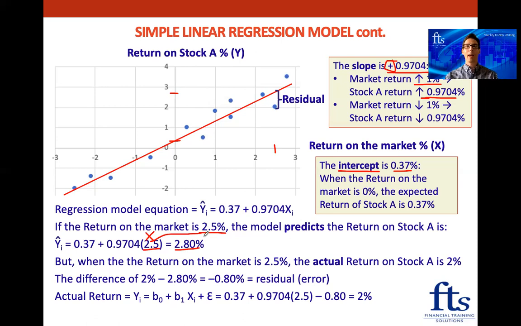But here comes the but. When the return on the market was 2.5%, the actual return on stock A was 2%. That was August. Remember our friend August? The difference between our actual return of 2% and our estimated return of 2.8% is our residual. It's minus 0.8%, also called our error term, like I mentioned earlier. That is the difference between the actual return and the estimated return.